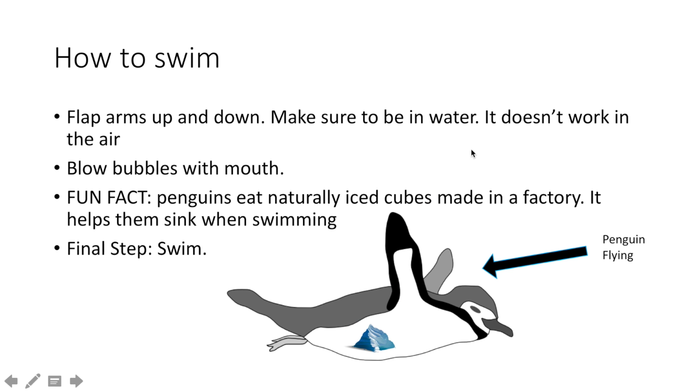Next slide. How to swim. Flap arms up and down. Make sure to be in water. It doesn't work in the air. Blow bubbles with mouth. Fun fact, penguins eat naturally iced cubes made in a factory. It helps them sink when swimming. And the final step is to swim. And here we have a clip art of a penguin flying, and as you can see, it has the naturally made, factory-made ice cubes in its stomach.